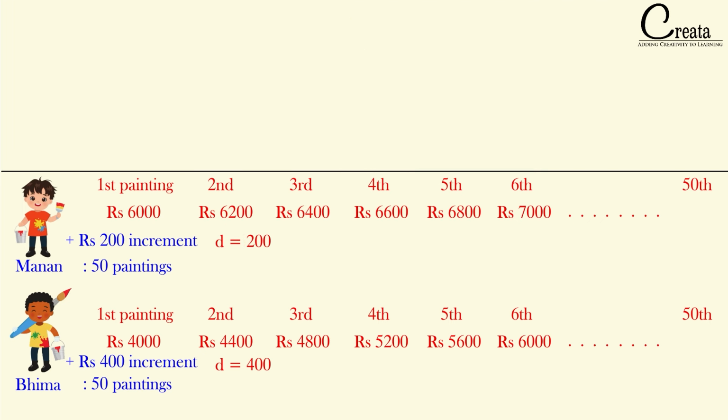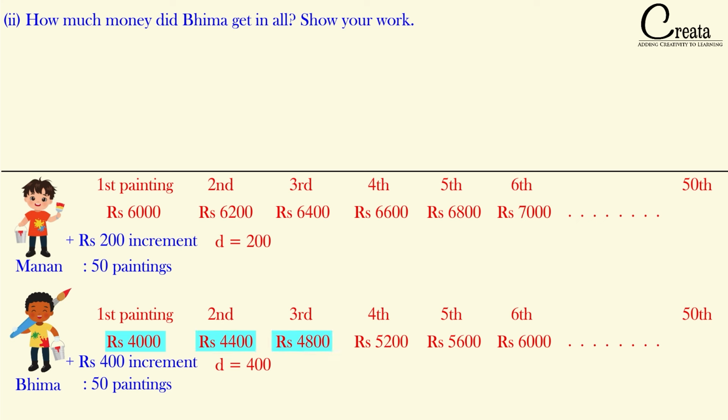Let's move to the second part. Part 2 is: how much money did Bhima get in all? It means what is the total amount of money that Bhima will get. For the first painting, Bhima is getting 4,000. For the second painting, 4,400. For the third painting, 4,800. Next, 5,200.